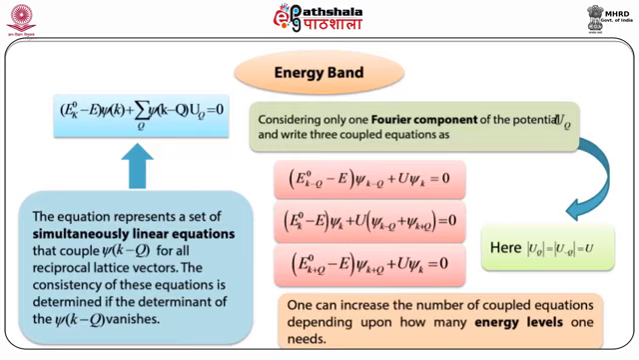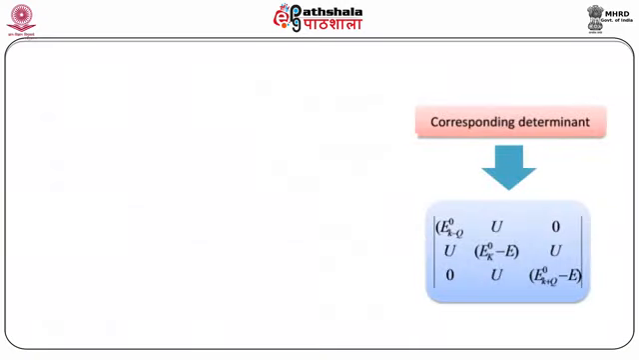Note that here we have taken only three coupled equations, as k is coupled to only k plus q and k minus q. Actually, one can increase the number of coupled equations depending upon how many energy levels one needs. From the previous three coupled equations, the corresponding determinant is written as follows.